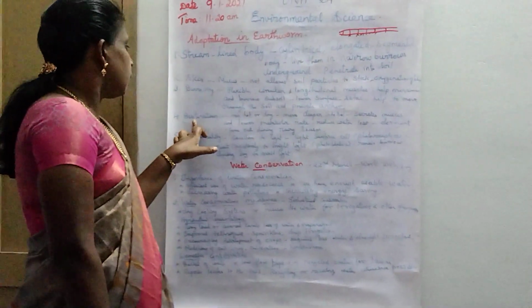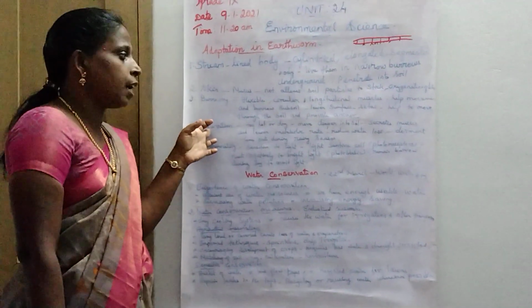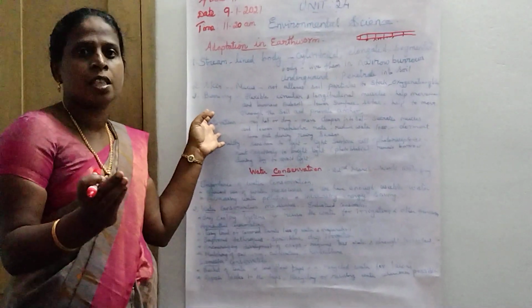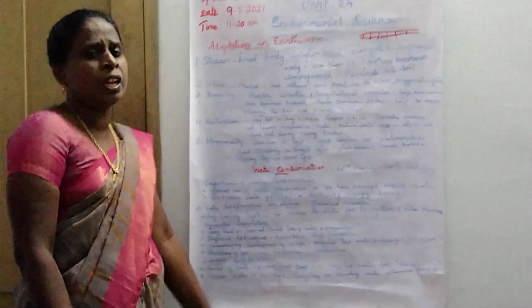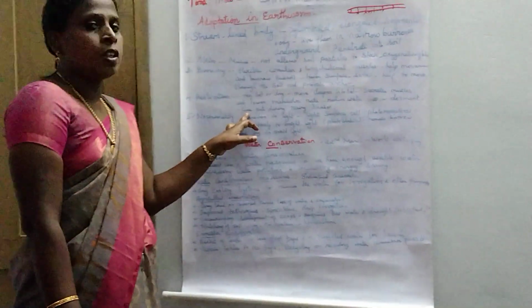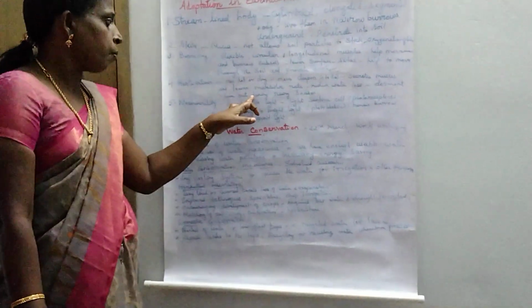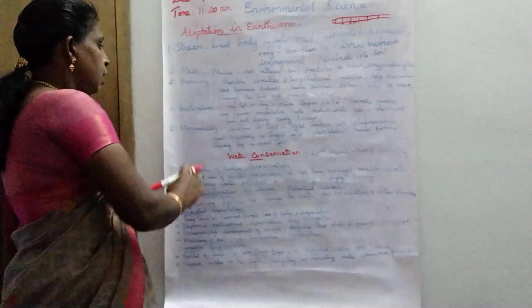So the fourth one is estivation. During too hot or dry condition, it moves deeper into the soil and secretes mucus around itself, and it can lower the metabolic rate to reduce loss of water. So during favorable condition, it comes out, that is during rainy season.